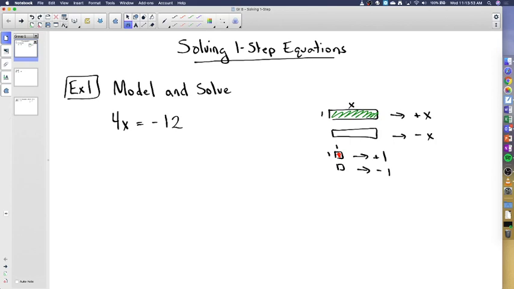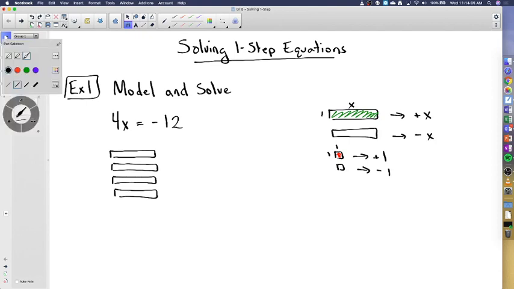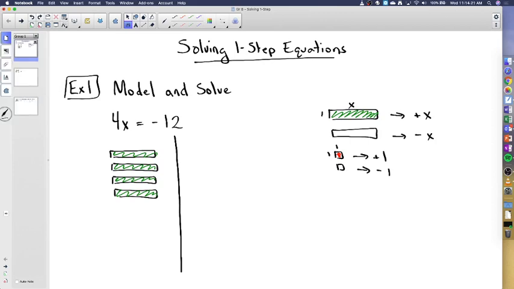Okay? So using those, I'm going to go through and model this. So if I've got 4x, that would mean I would need 4 of those rectangles, right? In total, there should be 4 of them. Now they were positive, so I'm going to color in those x tiles, and I'm just using green because that's what you're also going to see in your textbook. Okay, so I've got my 4x tiles on the left-hand side of the equal sign. So I'm going to break my model into 2 equal sides. I've got my left side and my right side. And on the right side, I have 12 ones that are all negative.